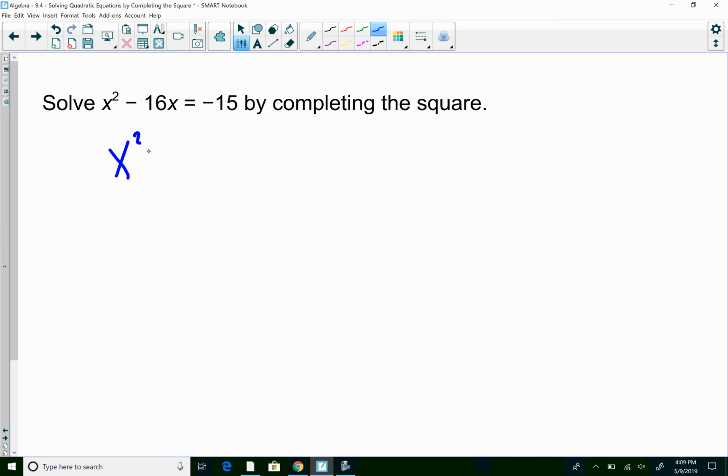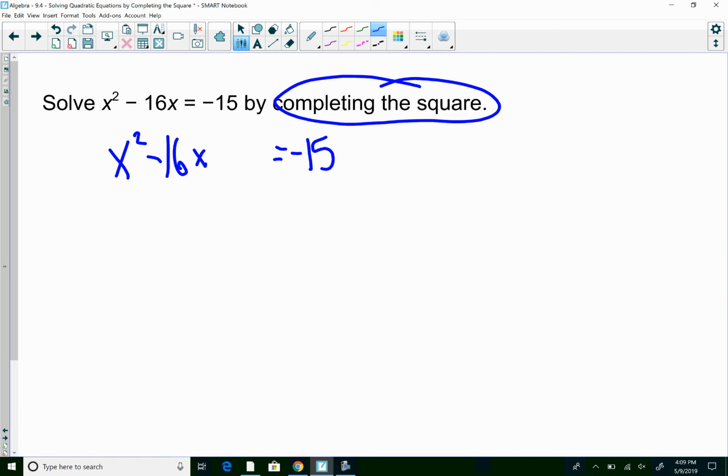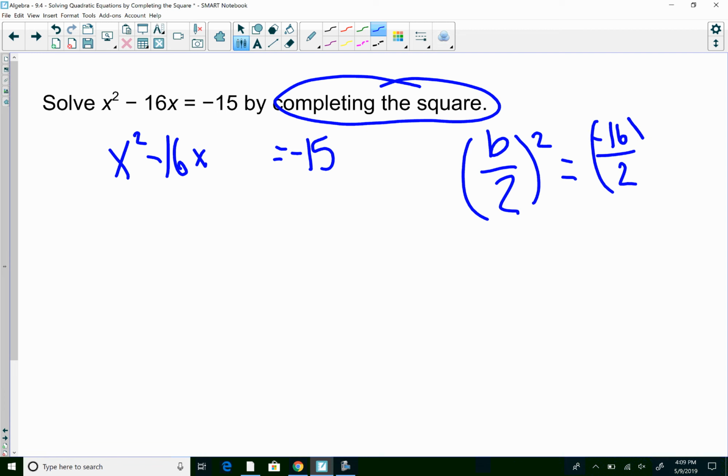I'm going to rewrite this because I don't like that it's just mixed in with the writing. Okay, so first step here, we are going to use the completing the square process. So again, you're taking your b value, dividing it by 2, and then squaring it. So our b value is negative 16. So here I've got negative 16 divided by 2 squared. Negative 16 divided by 2, that's going to turn into negative 8 squared, which is then going to turn into 64.